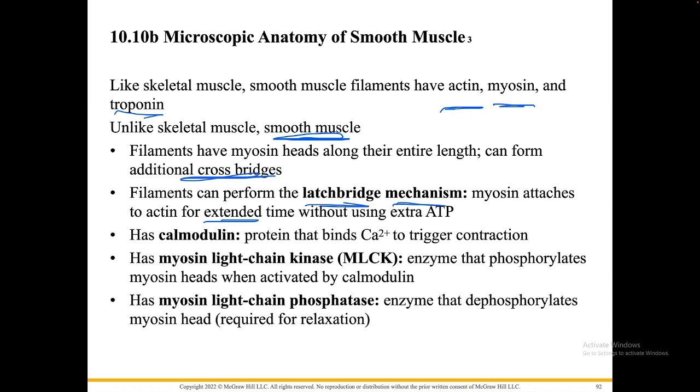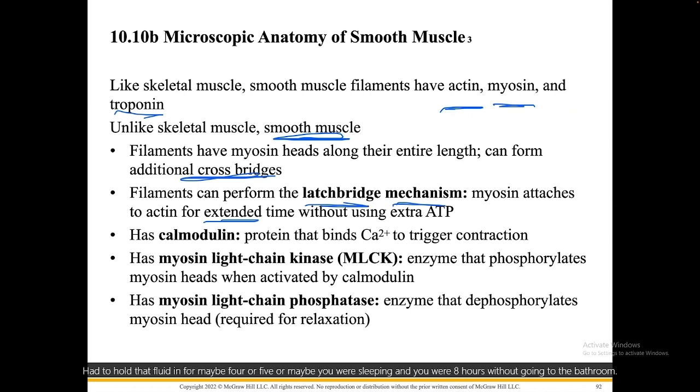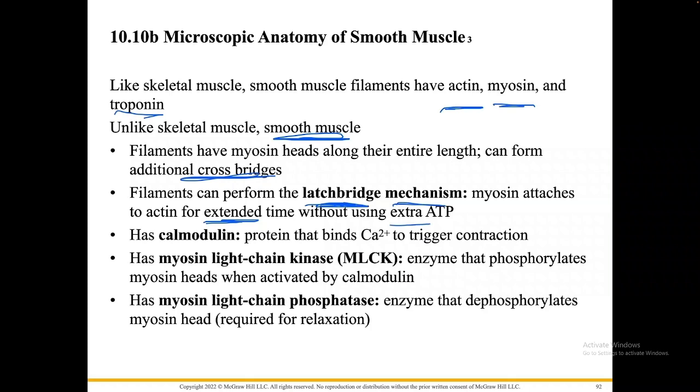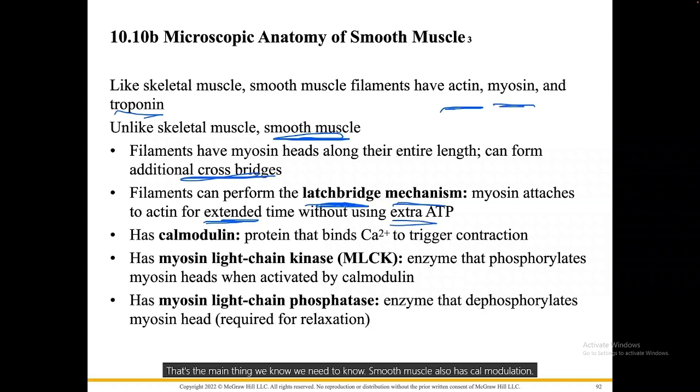Think about how much time there is between going to the bathroom, right? And the smooth muscle in your urinary bladder had to hold that fluid in for maybe 4 or 5 hours, or maybe you were sleeping and you went 8 hours without going to the bathroom. Now imagine a voluntary muscle holding a contraction for 8 hours, right? There's no way it's going to. So only smooth muscle has this latch bridge mechanism, and it extends their contraction without needing more ATP. That's the main thing we need to know.